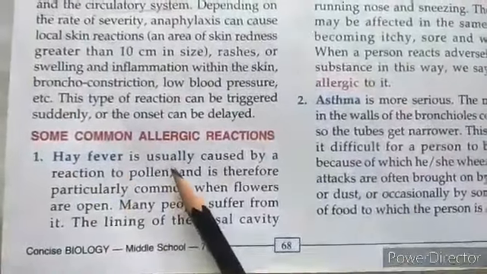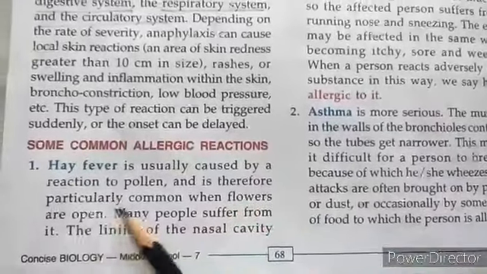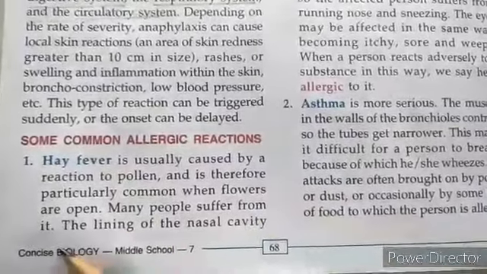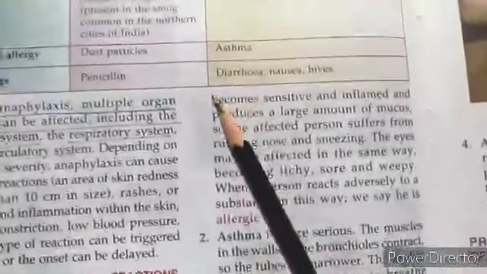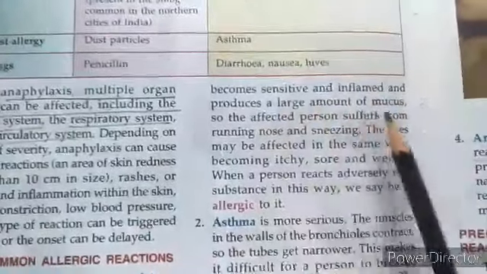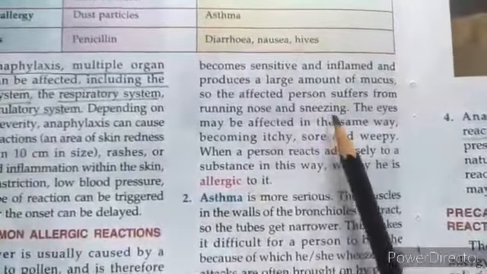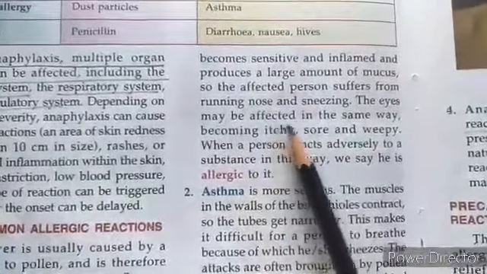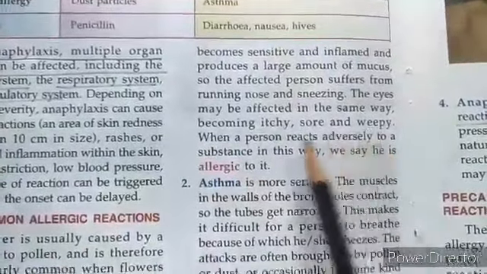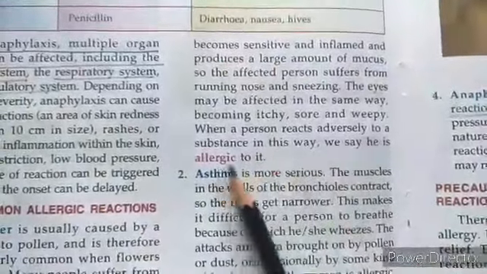Hay fever is usually caused by a reaction to pollen and is therefore particularly common when flowers are open. Many people suffer from it. The lining of the nasal cavity becomes sensitive and inflamed and produces a large amount of mucus. So the affected person suffers from running nose and sneezing. The eyes may be affected in the same way. They become itchy, sore, and weepy. When a person reacts adversely to a substance in this way, we say he is allergic to it.